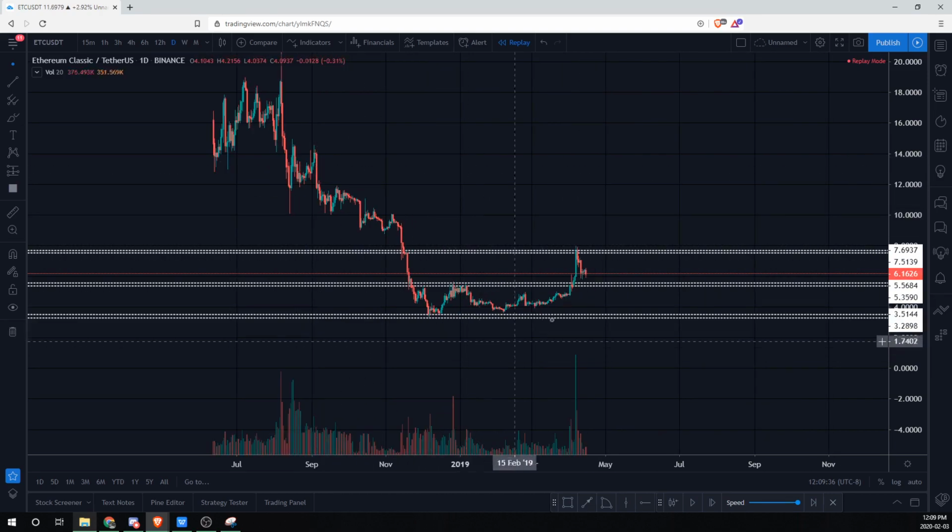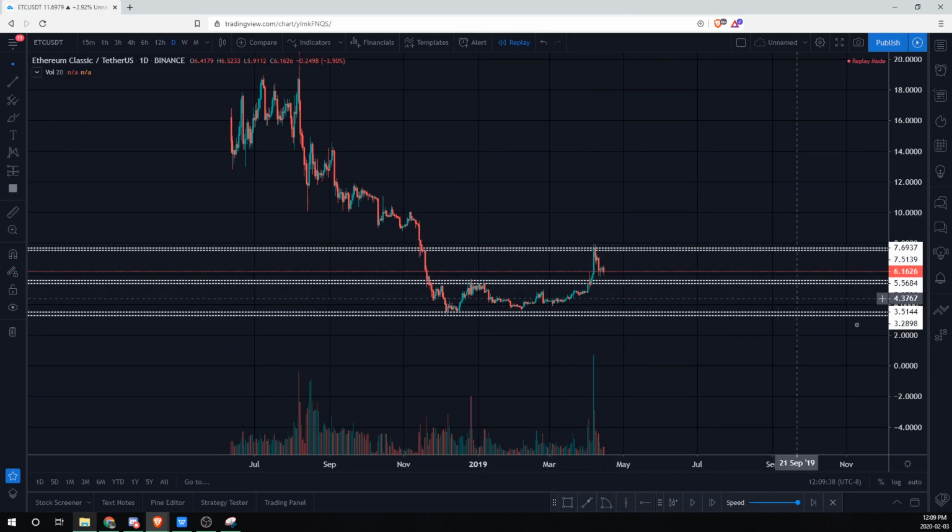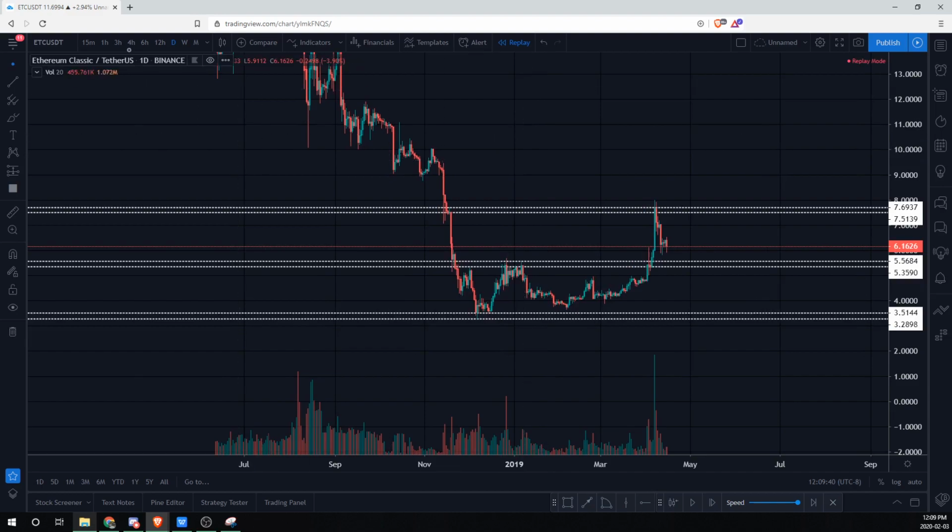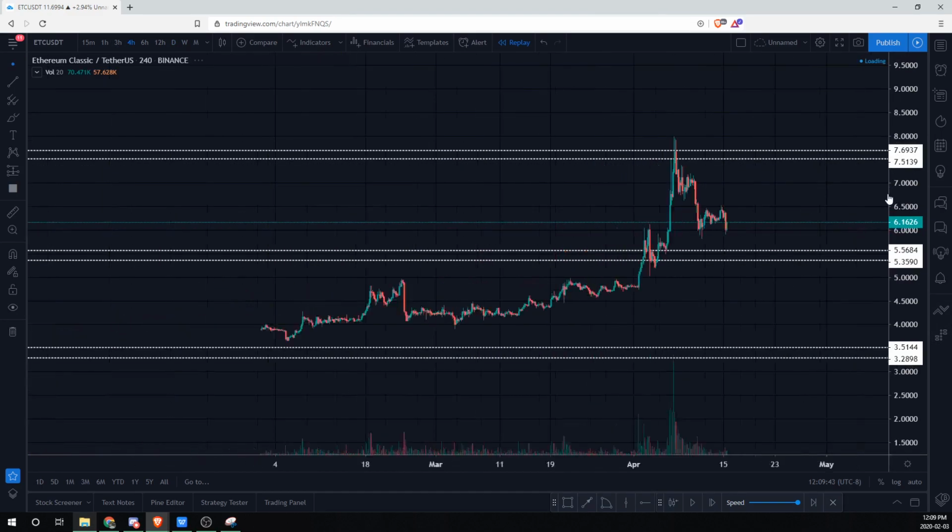It does look like a big double bottom at the first top right there, and that's all we have for the charts right now. And let's just jump right into the 4 hour chart.